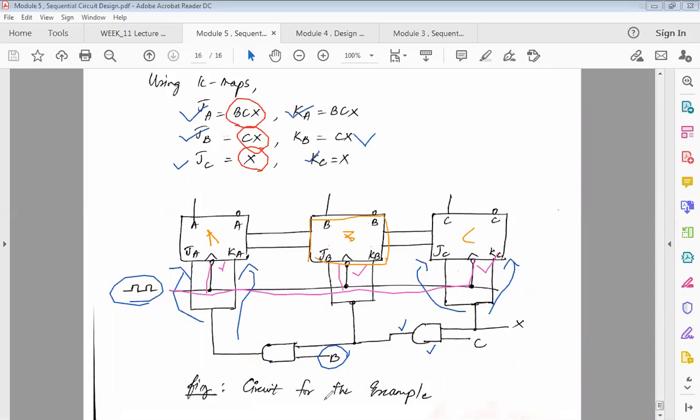So any doubts here, students, as to how we have implemented it? If any doubts, please ask me. Have you all understood it? Yes, sir.